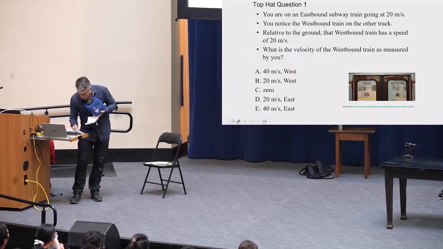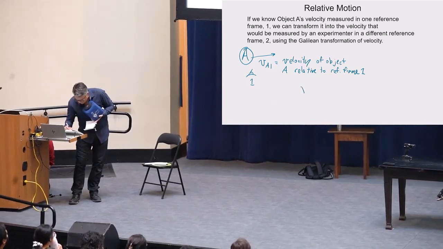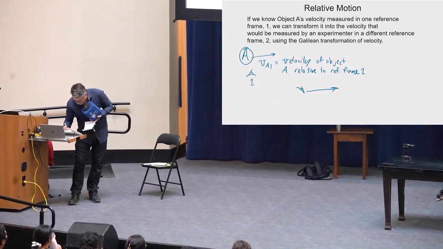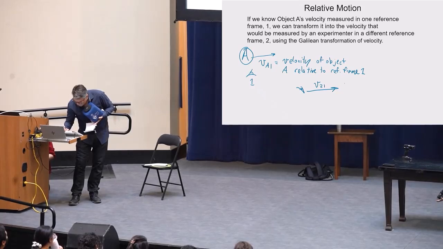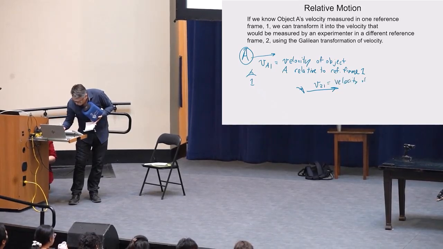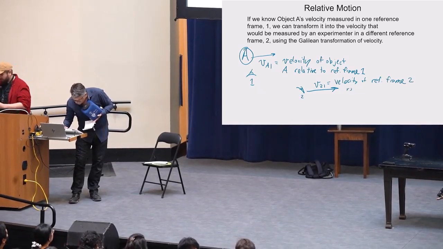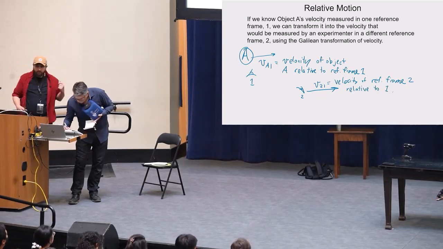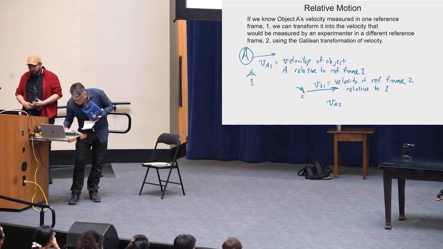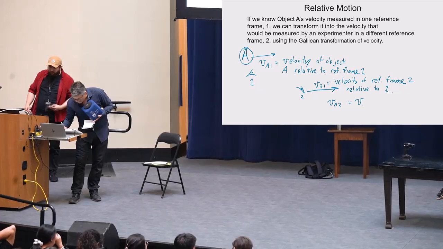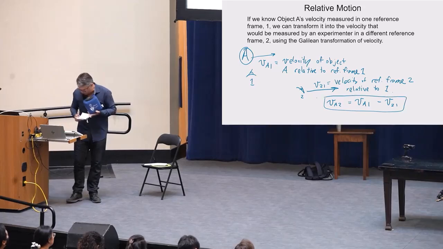We can transform it to a different reference frame, if you've got another observer, another eyeball, which is moving along at some velocity V21. This is the velocity of reference frame 2 relative to 1. So for a different observer, we have that VA in reference 2 is equal to VA in reference 1 minus V21. So this is a way of transforming velocities.